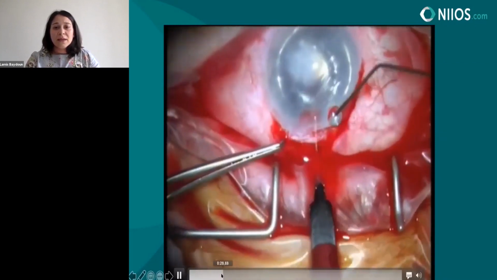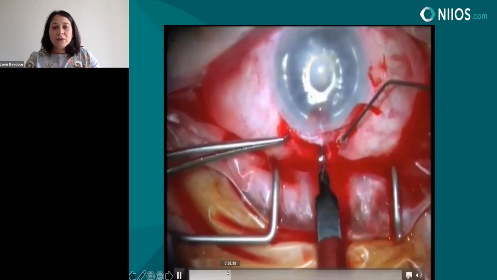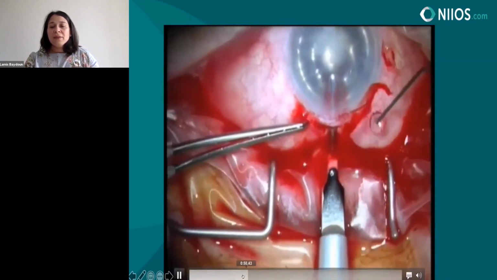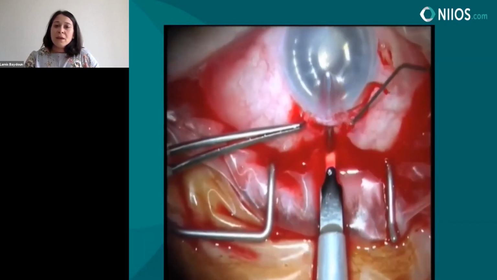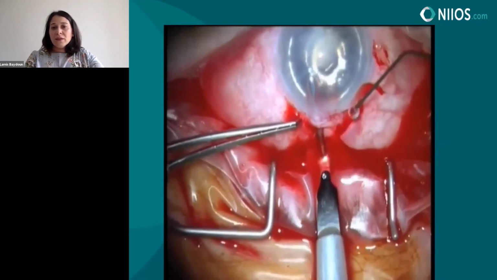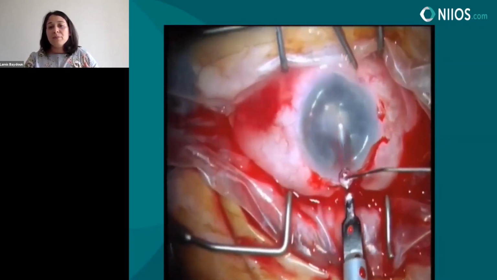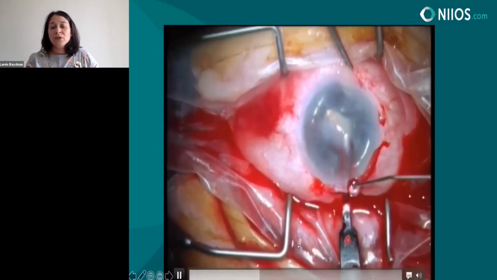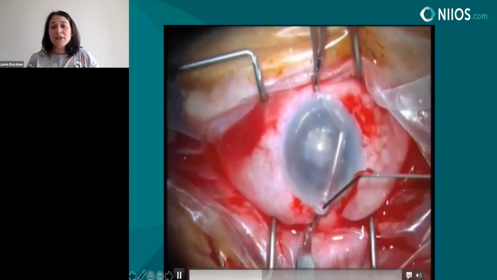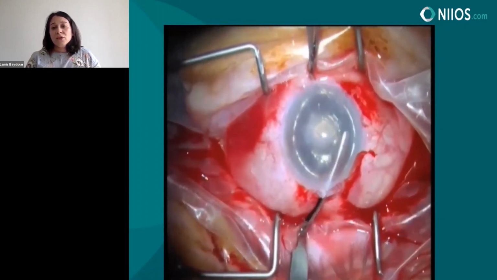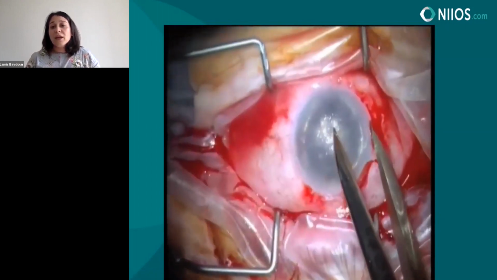So you take your second instrument in here, and then you start dissecting the same plane. First you advance, and then you dissect on the same plane. You keep rinsing so that you don't have too much blood in the interface. And here you see you already used the third instrument to do the dissection over 360 degrees.